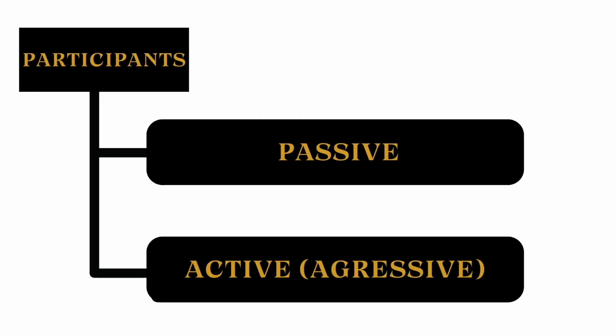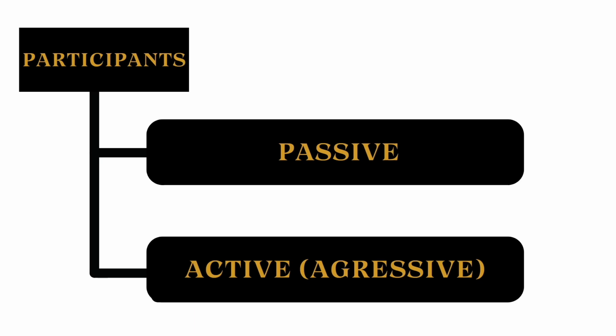Now coming to this particular video, we're going to make a differentiation among the participants. In the participants, we have two different types: one is passive and one is active. So why do we need to learn about these participants?